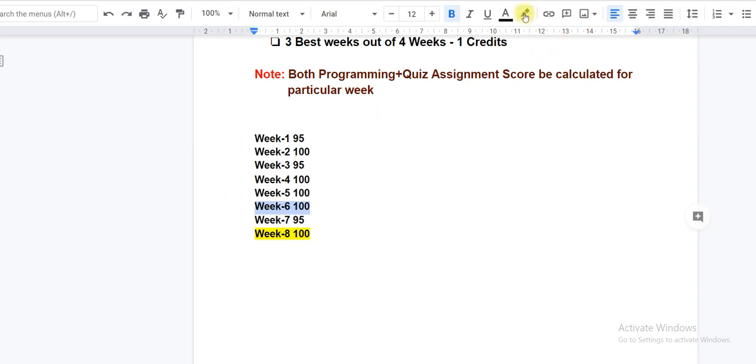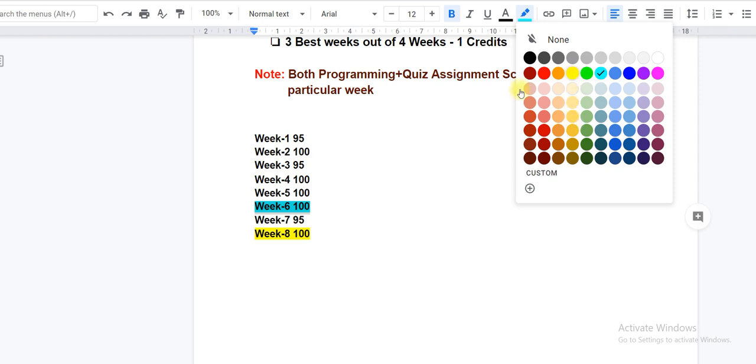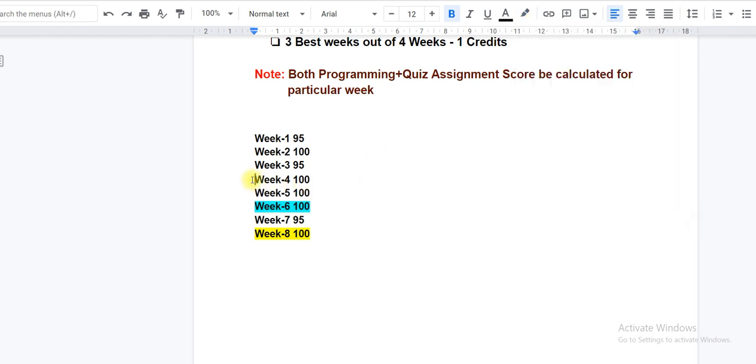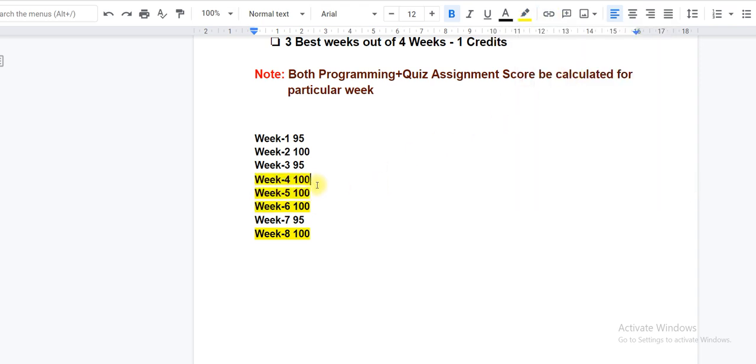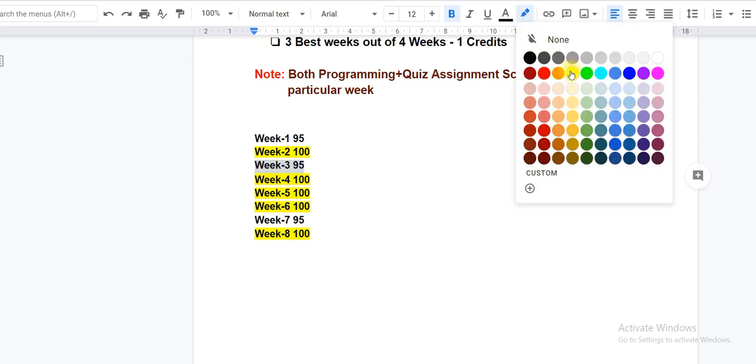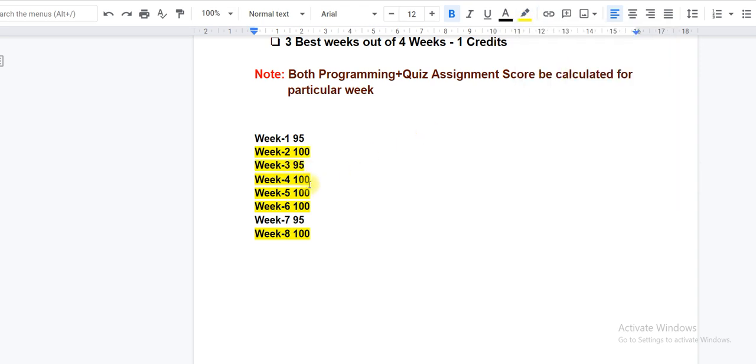This will be picked because this is 100 out of 100. Am I right? So this will be picked. Okay, these 3 will be picked. Am I right? Okay, and this will be picked. So 1, 2, 3, 4, 5 have been picked, and because all the rest are 95, any one will be picked from the remaining. Okay, so you can see here how many weeks are picked? 6 weeks. And now NPTEL will sum these all.